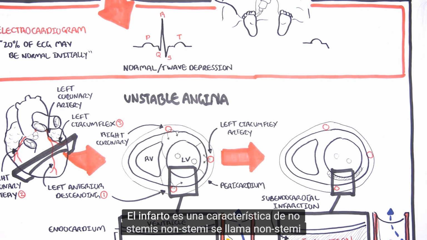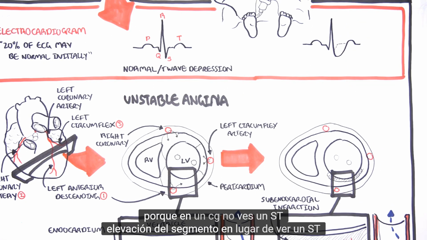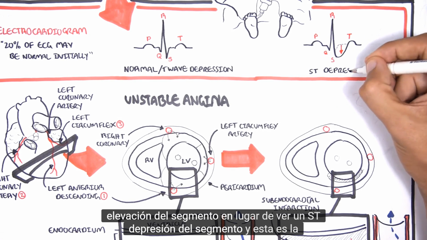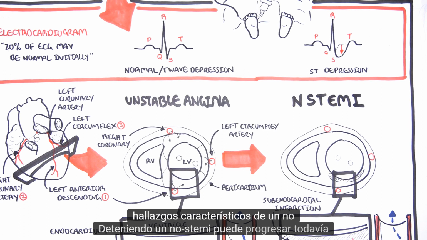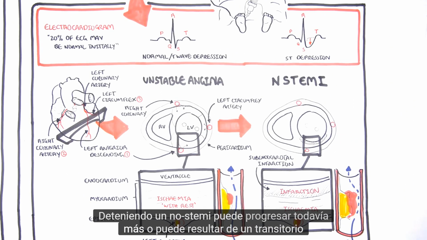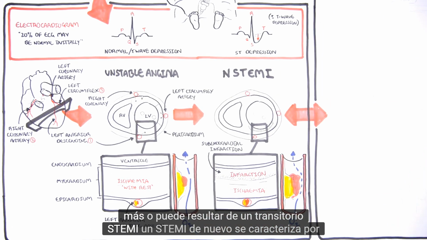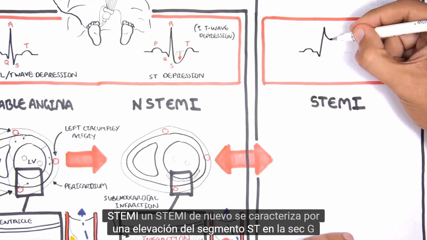Non-STEMI is called non-STEMI because on ECG you do not see a ST segment elevation. Rather, you see an ST segment depression, and this is the characteristic finding of a non-STEMI. A non-STEMI can progress yet further or can result from a transient STEMI. A STEMI again is characterized by a ST segment elevation on the ECG.